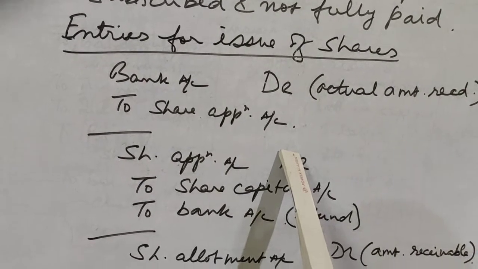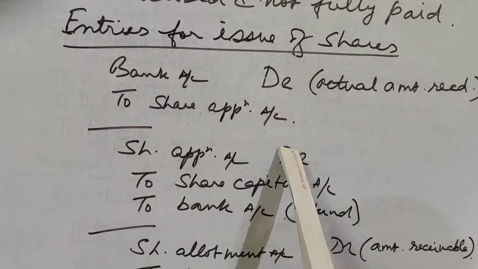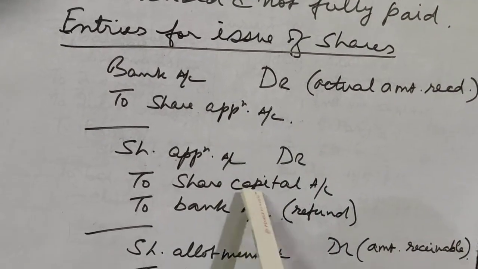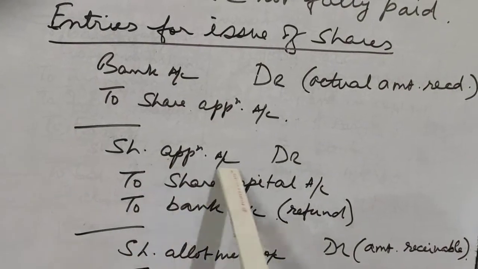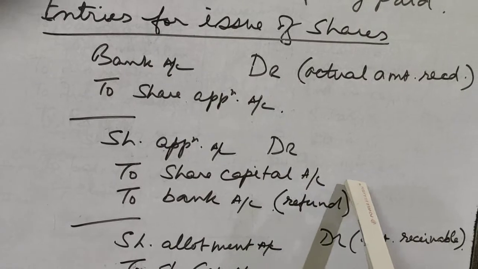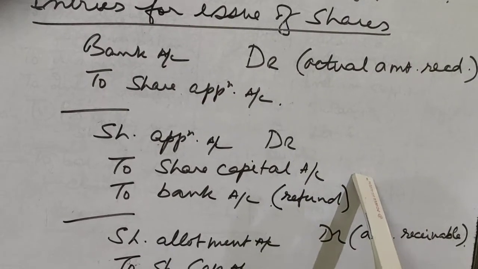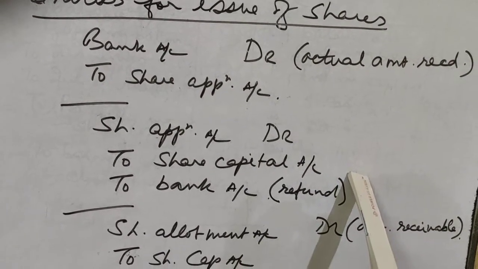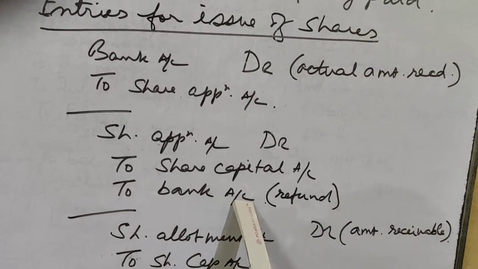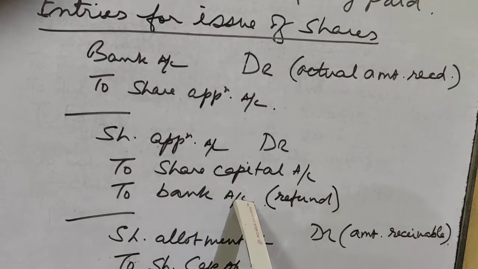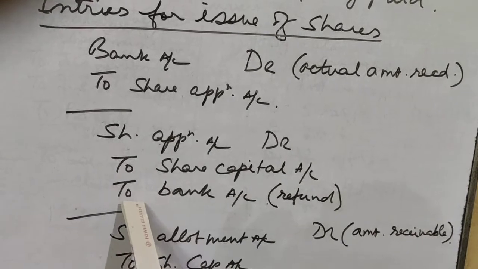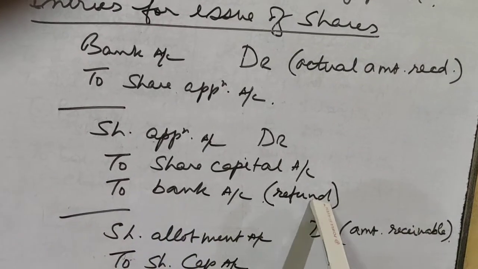Then the board of directors passes a resolution and transfers this application money to share capital. So the next entry will be share application account debit to share capital. Whatever money is transferred to share capital will be credited to share capital account. And if some money is refunded back, for example, some people are not allotted any shares, so their application money is returned to them, then it will be to bank, the amount that is refunded back to them.